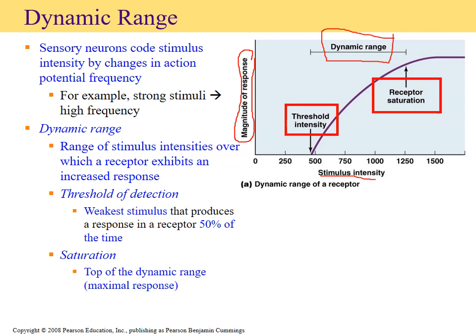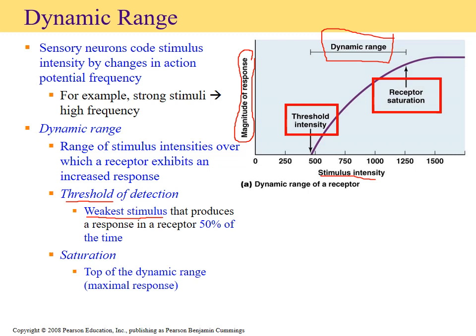And if you come on down to the text, you're going to notice that with our threshold, we are indeed looking for the weakest stimulus. However, we're looking for the weakest stimulus that produces a response in a receptor 50% of the time. So the receptor doesn't always have to respond. It just has to respond at least half of the time. This is the minimum amount of stimulus that will give you a response 50% of the time.